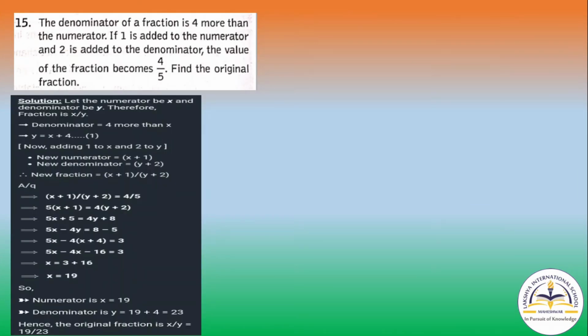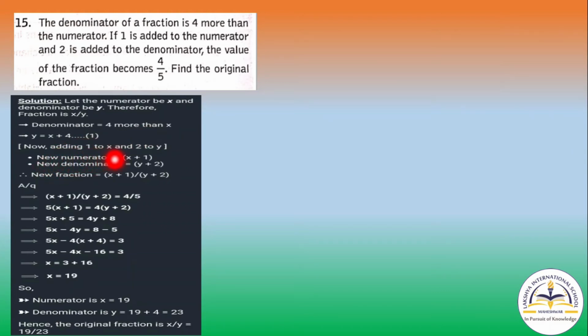Now question number 15, the denominator of a fraction is 4 more than the numerator. If 1 is added to the numerator and 2 is added to the denominator, the value of the fraction becomes 4 by 5. Find the original fraction. Now let the numerator be x and the denominator be y. The fraction is x by y. Now the denominator is 4 more than x. It means y equals x plus 4.